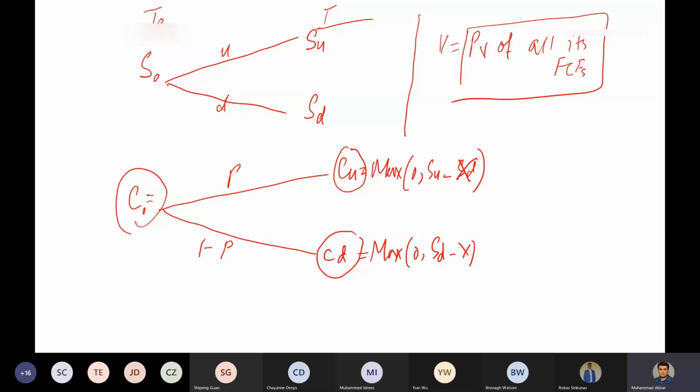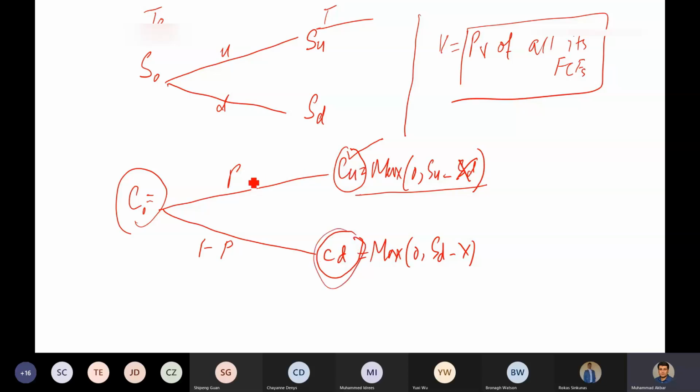Here there are two future cash flows possible from the call. If the stock price goes up and the call is in the money, the intrinsic value, or the cash flow from the exercise of the call, will be equal to CU. If the stock price goes down, and the call is out of the money, the cash flow is CD. So what will happen? This will be the cash flow.